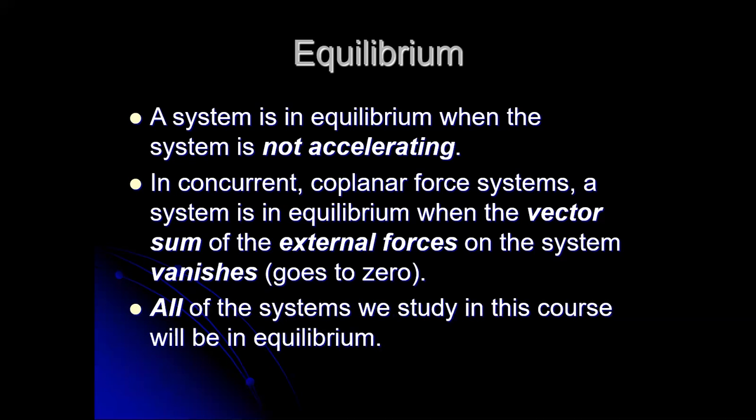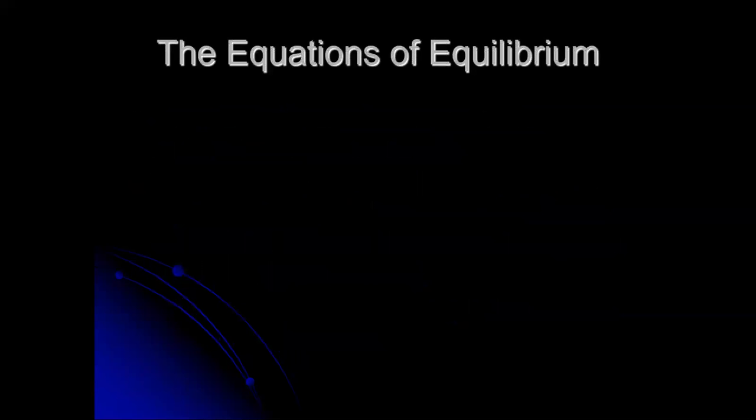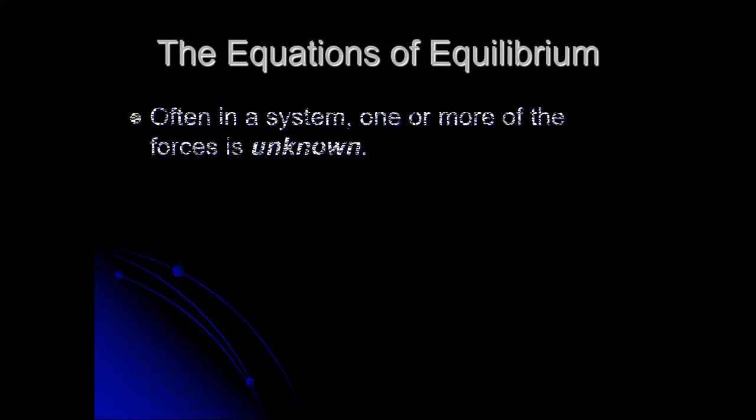So all of the systems we look at in this class will be in equilibrium, and that always means the sum of forces equals 0. The sum of all the x components when you add them all up, or the sum of all the y components when you add them all up, the vector sum equals 0. And that gives us our equations of equilibrium.